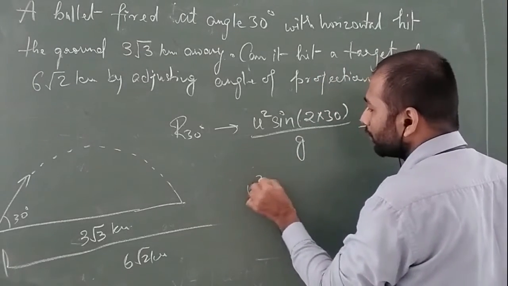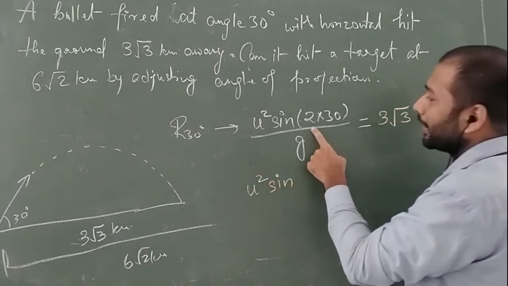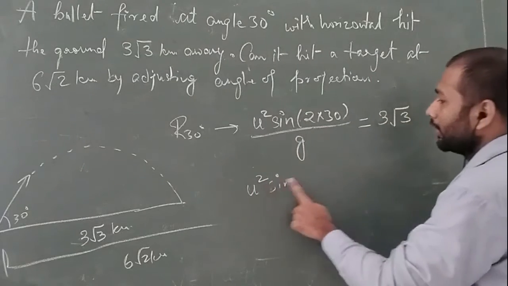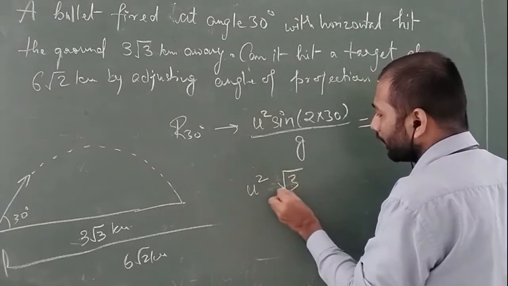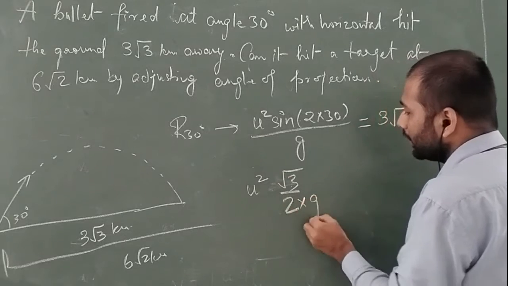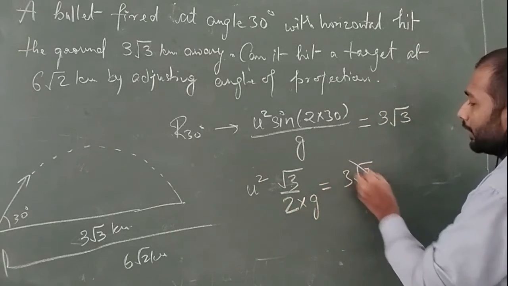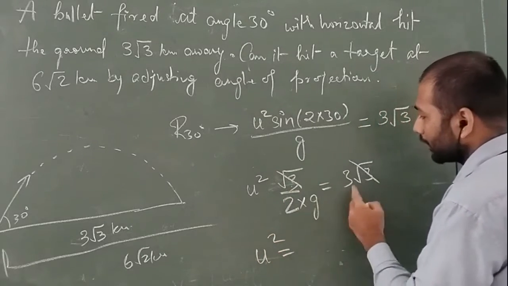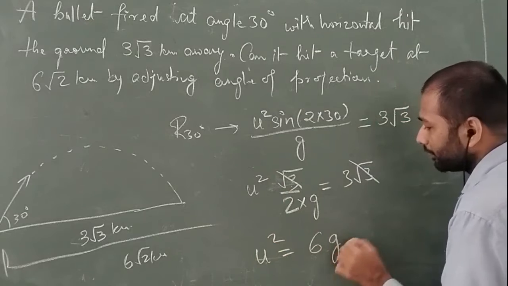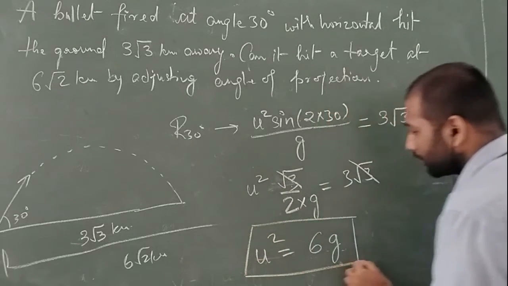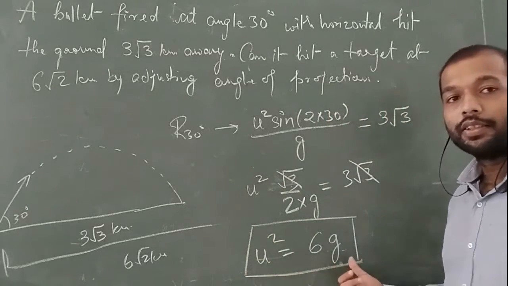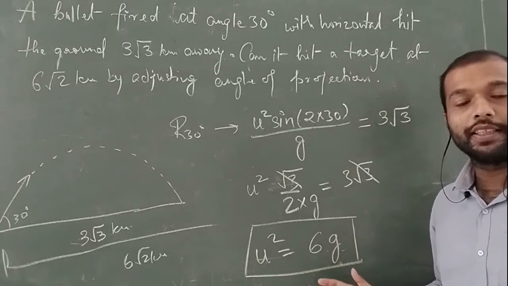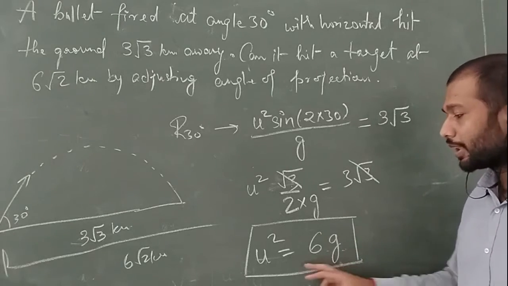This will be equal to u square sine, I am directly writing the value, that is 2 into 30, that is 60 degree, and sine 60 is what? Root 3 by 2. Okay, and this is equal to g equal to 3 root 3. So again root 3 will cancel out, and what we are getting, our value of u square is equal to 6g. Okay, so this is the value of u square that we are getting, that is 6g. Do not solve it, we will put the value finally and there we will solve it. So this is the term that we got.